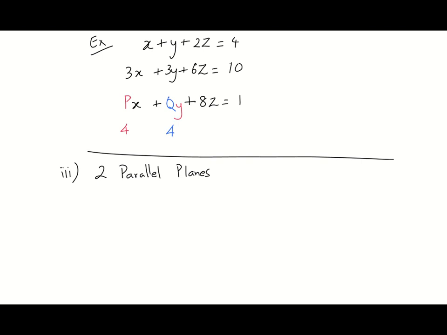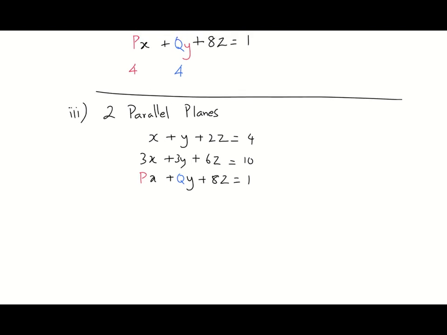So if I write the same equation here, x plus y plus 2z equals 4, 3x plus 3y plus 6z equals 10, and px plus qy plus 8z equals 1, now if p equals 4 and q equals 4, then it becomes three parallel planes. But if p and q are different numbers, so if p and q are not equal to 4, then what happens is you have two parallel planes.